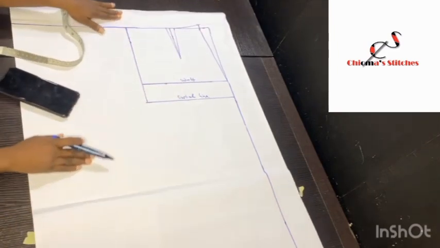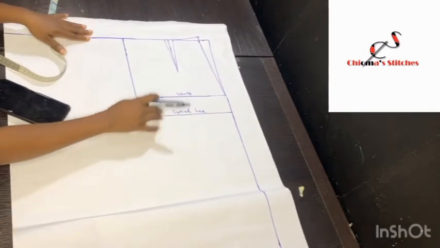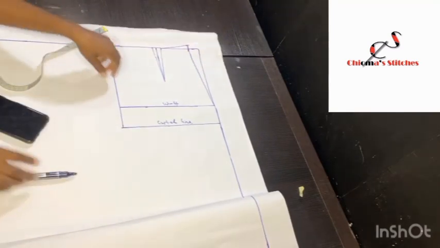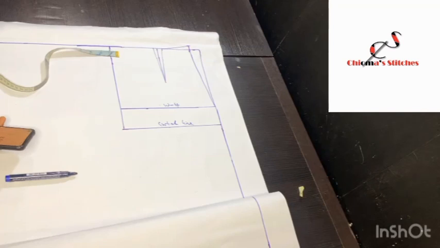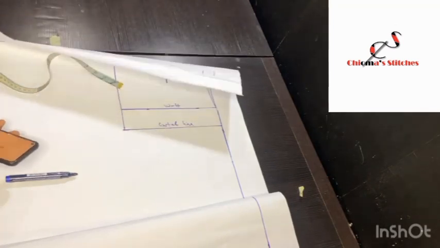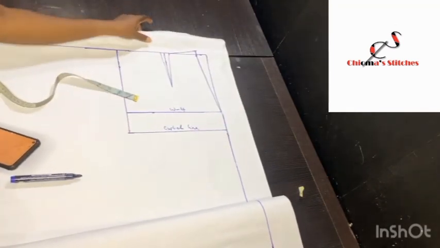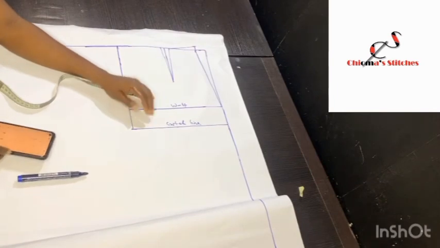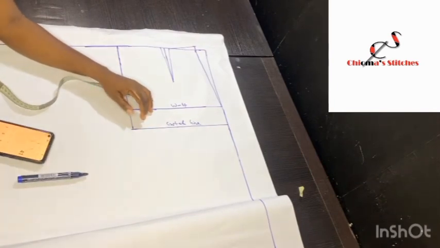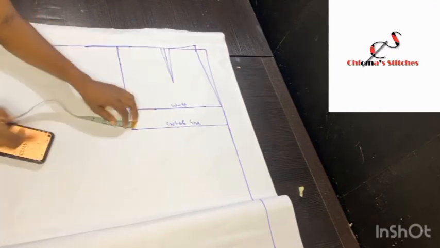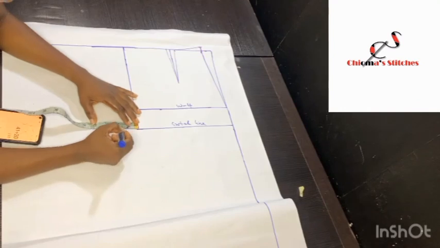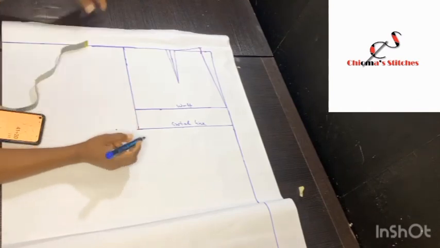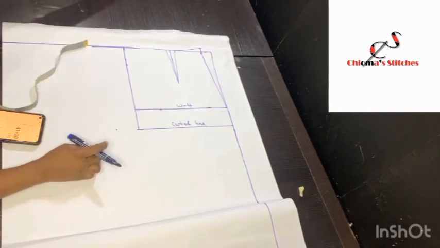Alright, so next thing we're going to do is divide the hip measurement by 10 or 20. For the front piece, we divide the hip by 20, and for the back, we divide the hip by 10. So this is for the crotch. So at the crotch line, we divide the hip by 20. 41 divided by 20 will be 2.05. So I'm going to just approximate it to 2.1. So I'm marking 2.1 here. And then I will extend the crotch line to meet the 2.1.